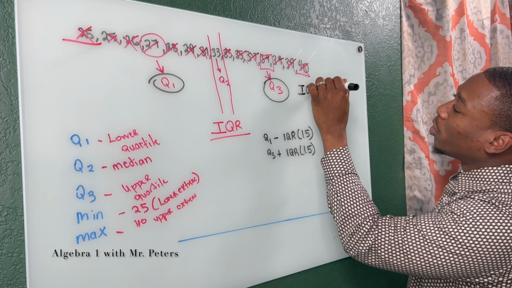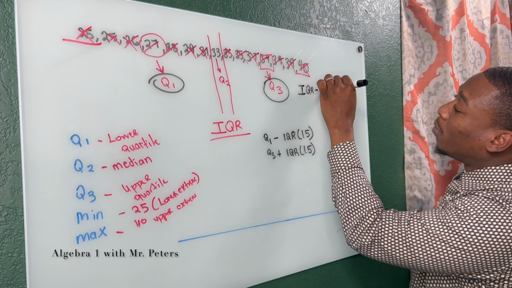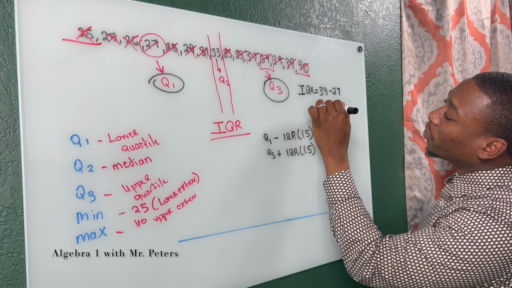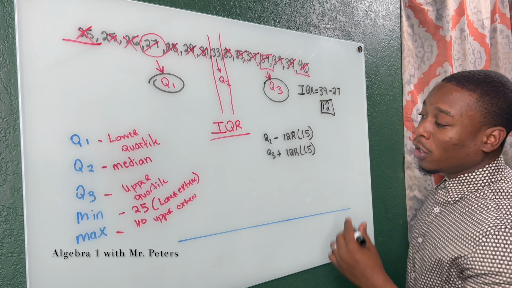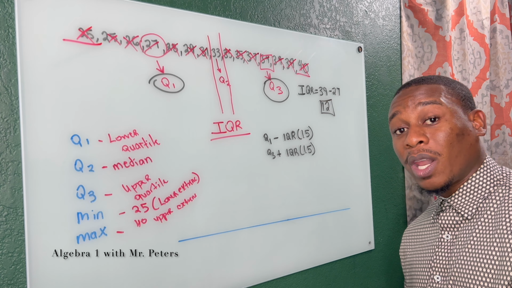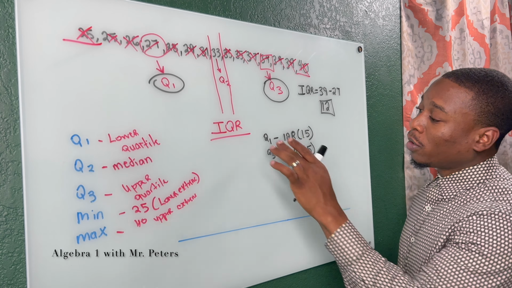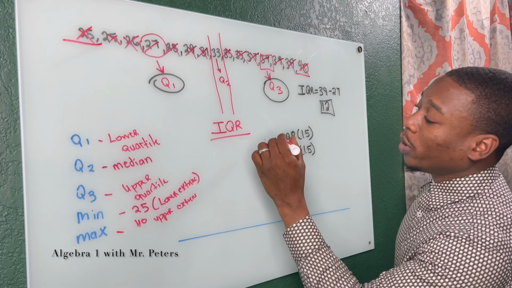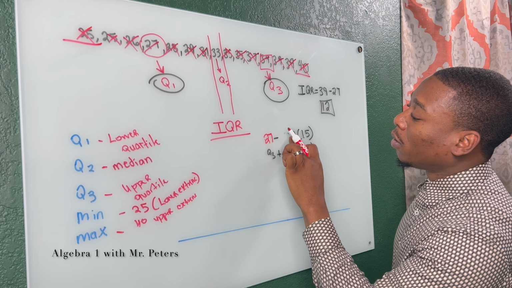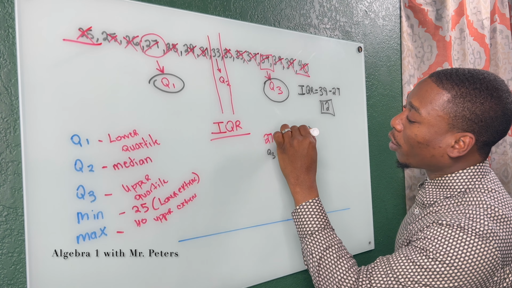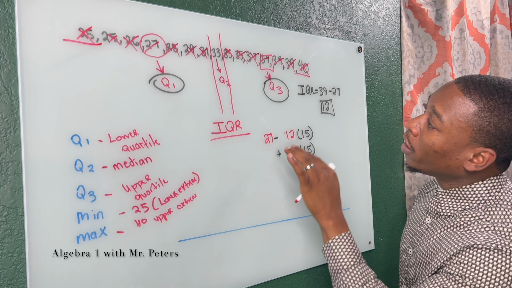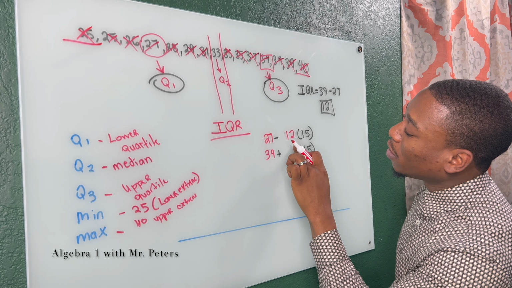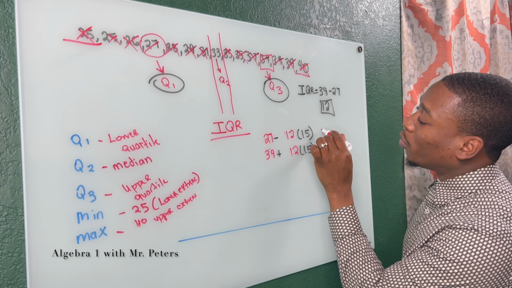So we know IQR is going to be equal to 39 minus 27, which gives us a final answer of 12. So now for us to determine whether there are outliers, we're going to plug this in. All right, so let's just substitute real quick. So we have 27 minus 12 times 1.5. And then for the upper quartile, we're going to do 39 plus 12 times 1.5.